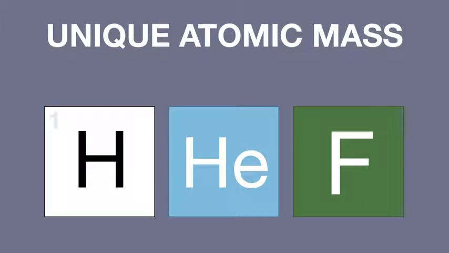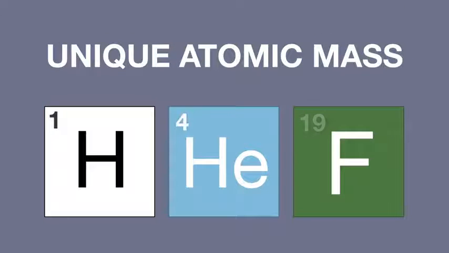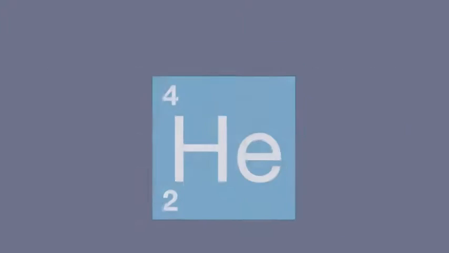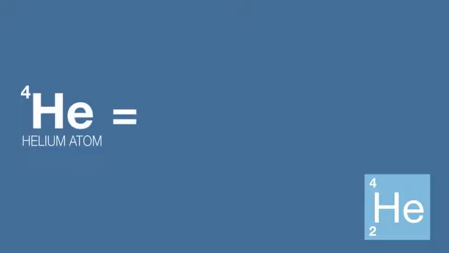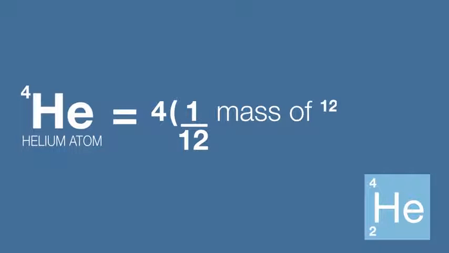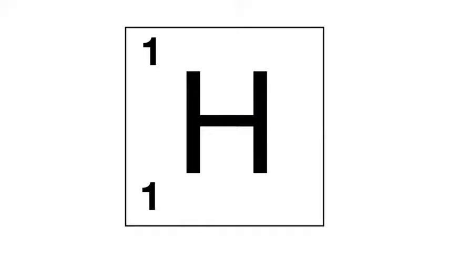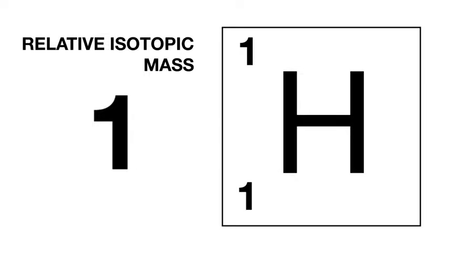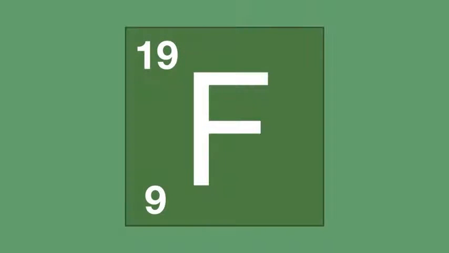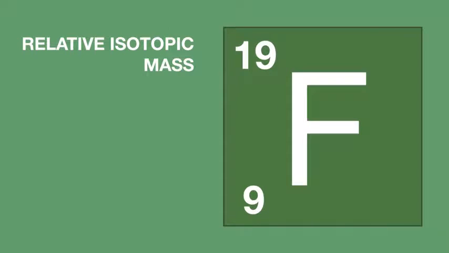Every atom has its own unique atomic mass based on this relative scale. Our earlier example of helium had an atomic mass of 4. In full, this means that the helium atom has a mass of 4 times 1/12 of the mass of a carbon-12 atom. Of course, it's far easier to write this as 4. Following this rule, a hydrogen atom has a relative isotopic mass of 1, and a fluorine atom has a relative mass of 19.